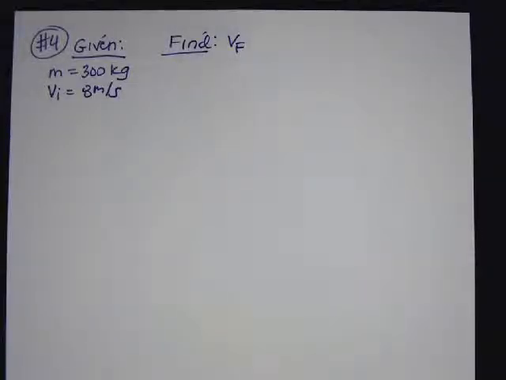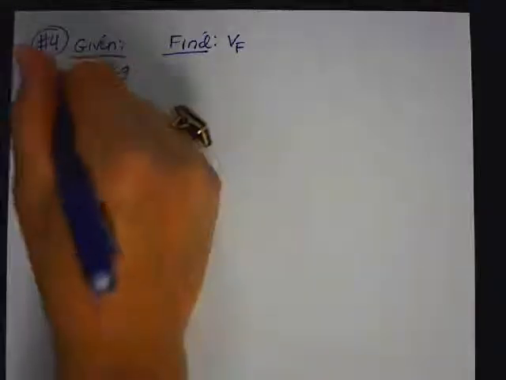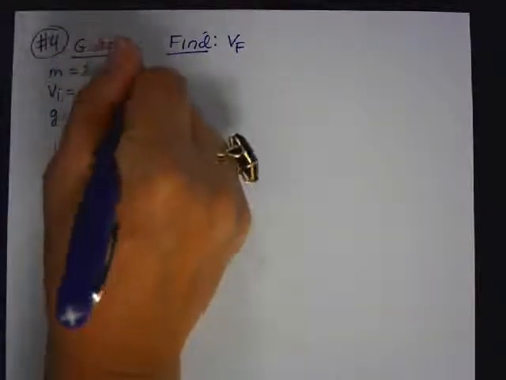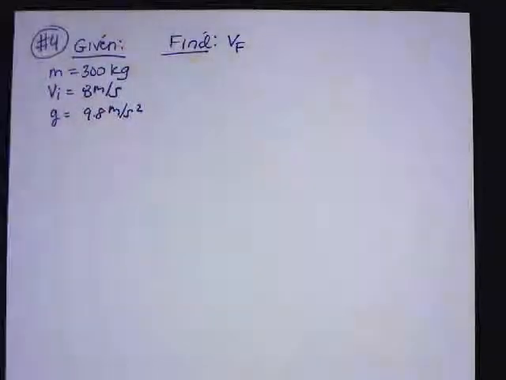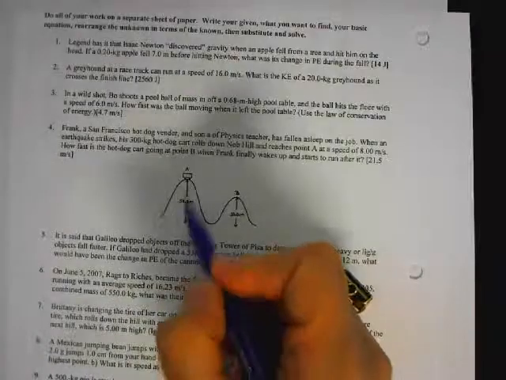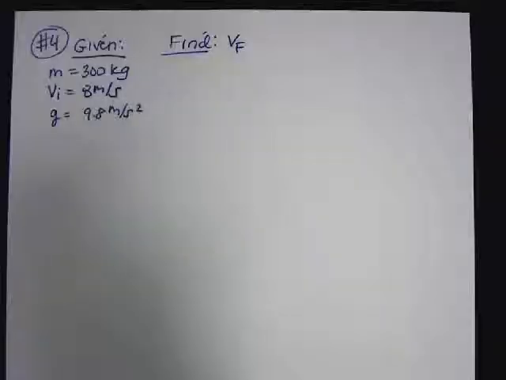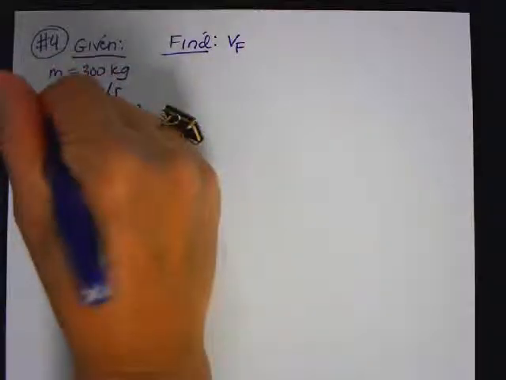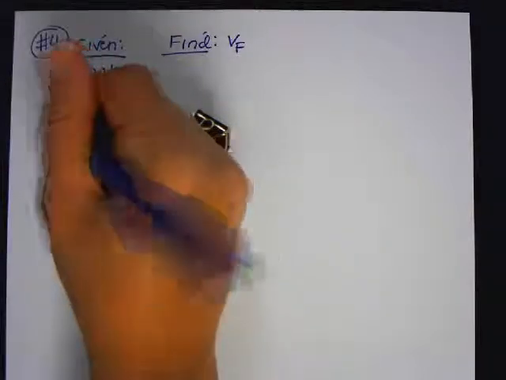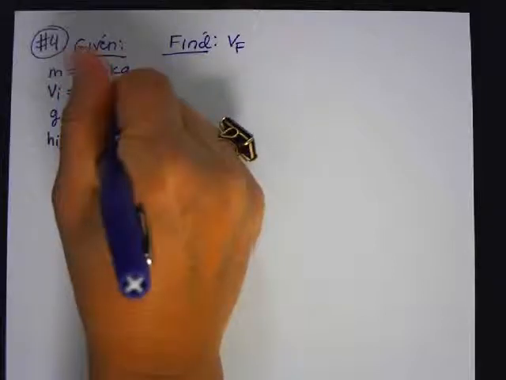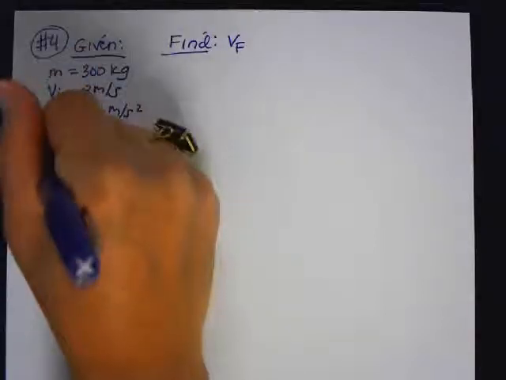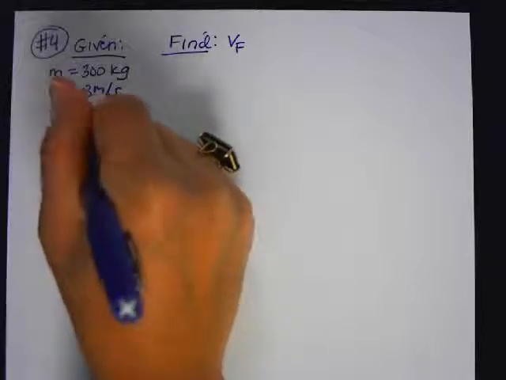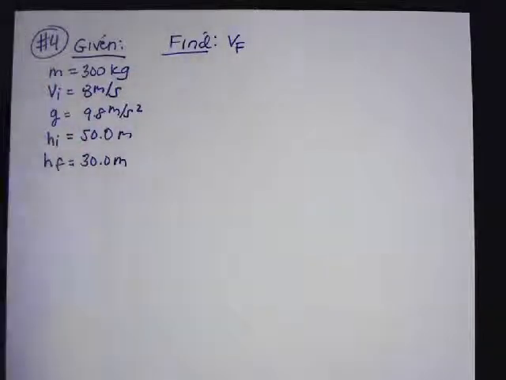Now we have a lot of other information in this problem. We know that gravity is 9.8 meters per second squared, and we have two heights. When you look at the picture, you have the height of A and the height of B. So we can write down the initial height is going to be 50 meters, and the final height is going to be 30. You can call it A and B, but all along we've been calling it initial and final, so I just want to stick with that same notation because I don't want to confuse you.